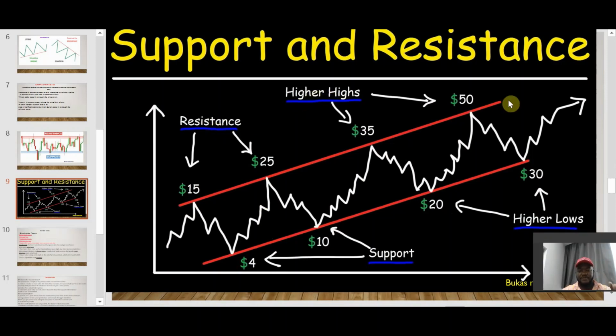This is a higher high. This is another higher high. This is a higher high. This is a higher low. This is support. All these are support, showing you that this has held the price in the past. And you know, technical analysis shows what price has done in the past.